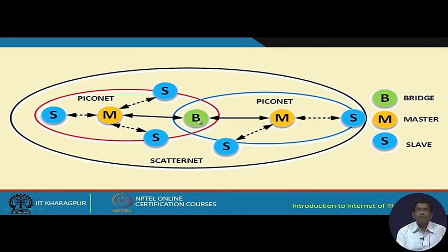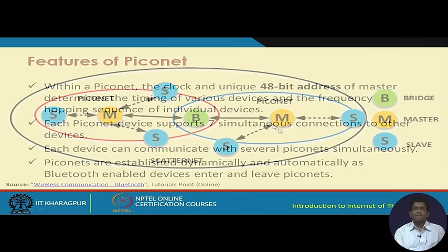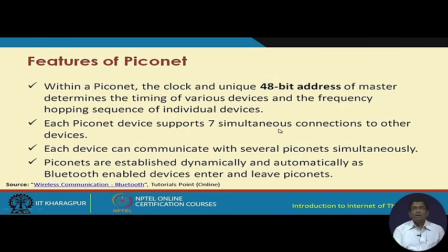In fact, what we could have had is this bridge, which is a slave for this piconet, would have also been configured in such a way that it would act as a master for this piconet. This is also possible. So, the master or the slave, they use the 42-bit addressing. Okay, so, this is the addressing scheme that is used.